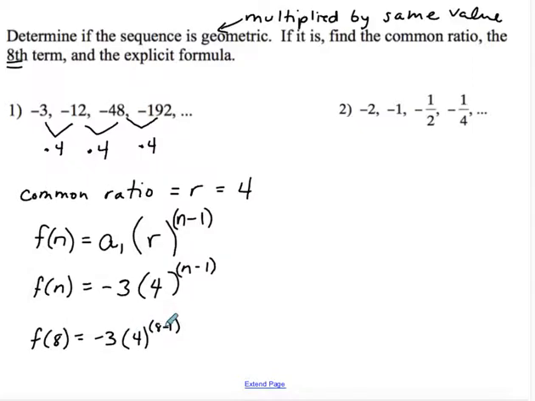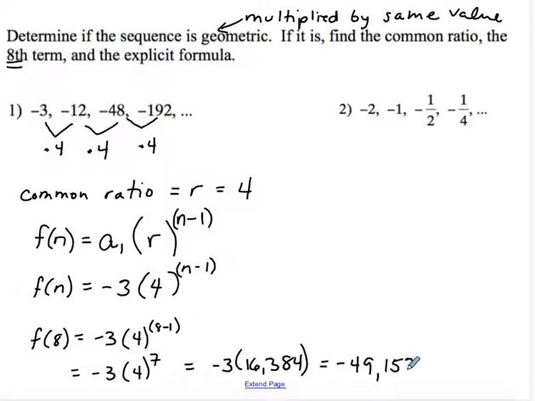When I simplify, I'm going to start with the exponent and start with the parentheses there. So I'm going to do -3 times 4 to the 7th power. And I'm going to get my calculator out here. And I'm going to do 4 to the 7th power, which is 16,384. And then I'm going to multiply that by -3, giving me -49,152.